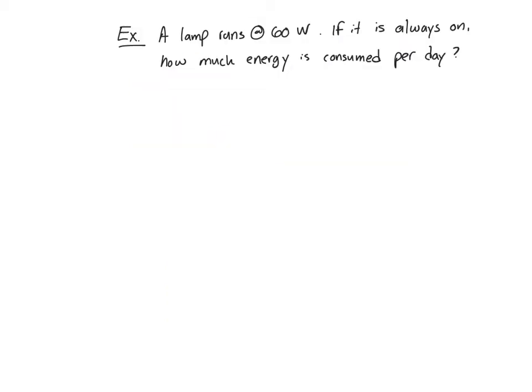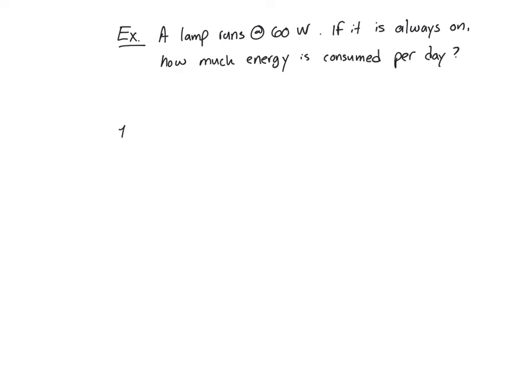Okay, so let's test your ability to convert units as well as apply the concepts of power and energy. So here's an example where a lamp is running at 60 watts, so it's a 60 watt rated light bulb. If the lamp is always on, how much energy is consumed per day? So at this point you might want to pause the video and try to work it out yourself, and then you can follow along with my solution.